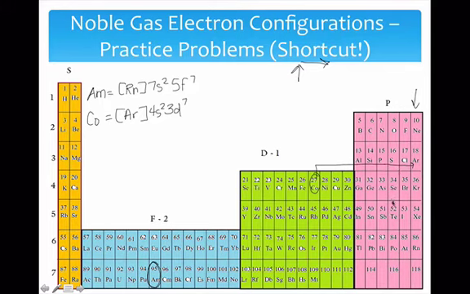Let's do one more. Let's say I want to do tin. Up a row all the way to the noble gas. So for tin, I'm going to put krypton in square brackets, and then I just do the 5th row. 5s2, 4d10, 5p2. So if you're still not understanding these, it's not a big deal. We're going to do a bunch of practice in class.